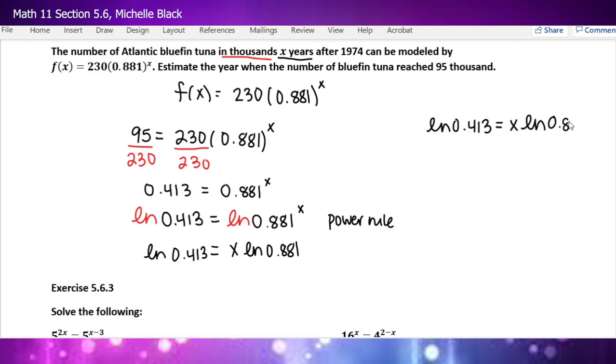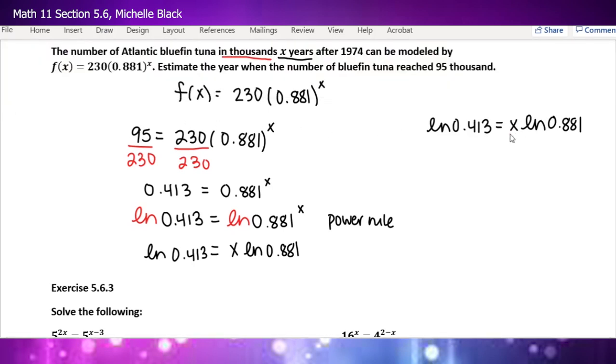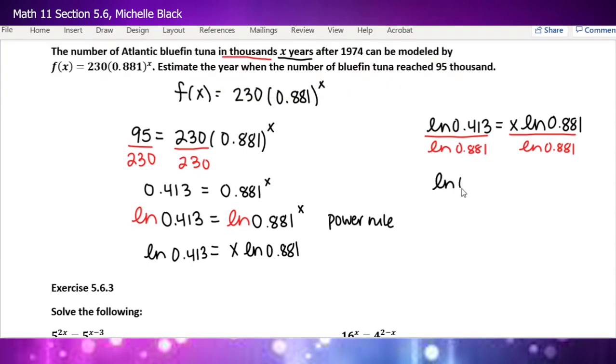And then to solve for x, all I need to do is divide away this ln of 0.881, because that's just a number, right? It's e to some power gives us this 0.881. And that power is what that log is showing. So now in your calculator, you want to do ln of 0.413 divided by ln of 0.881, and that'll give you x. And if you plug that in, you get x is approximately equal to 6.9797, or I'm going to say almost 7.